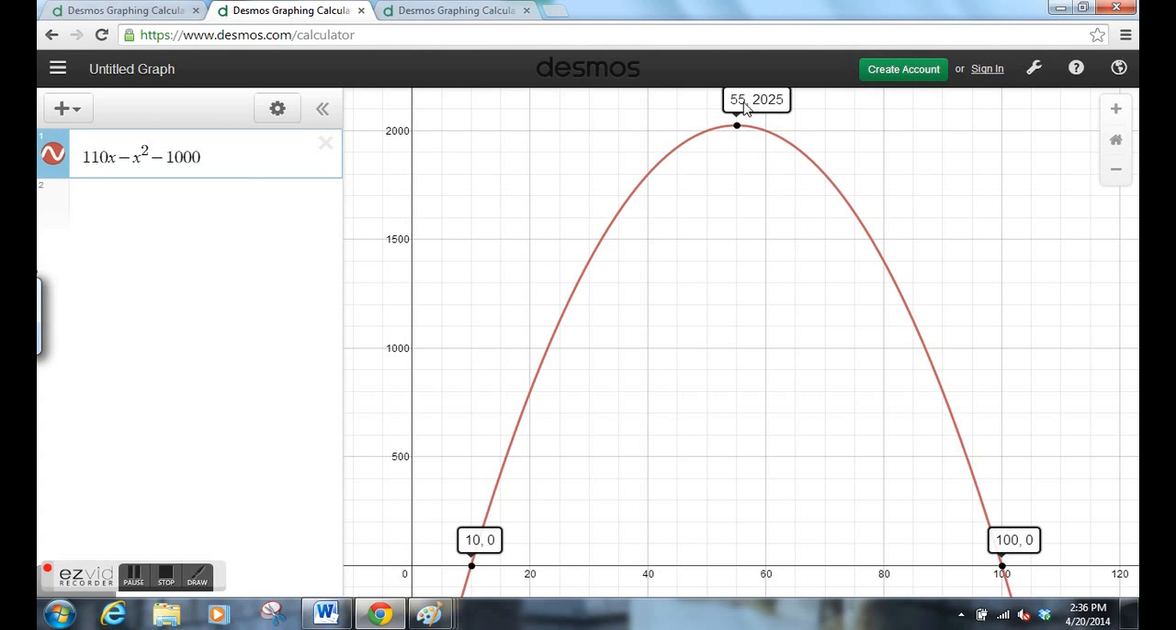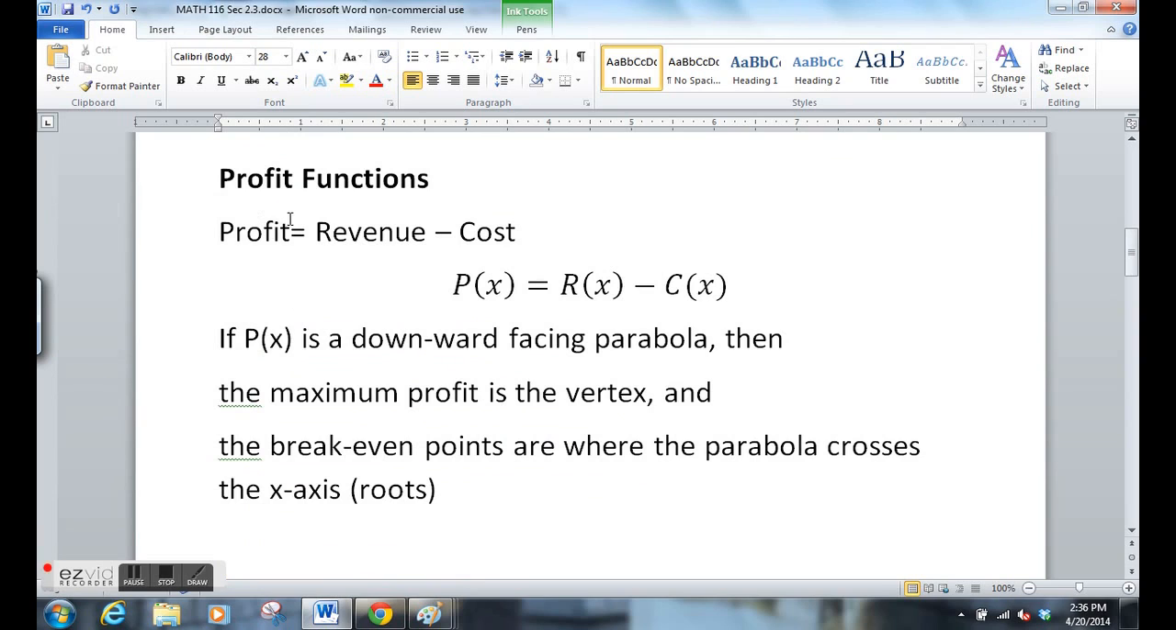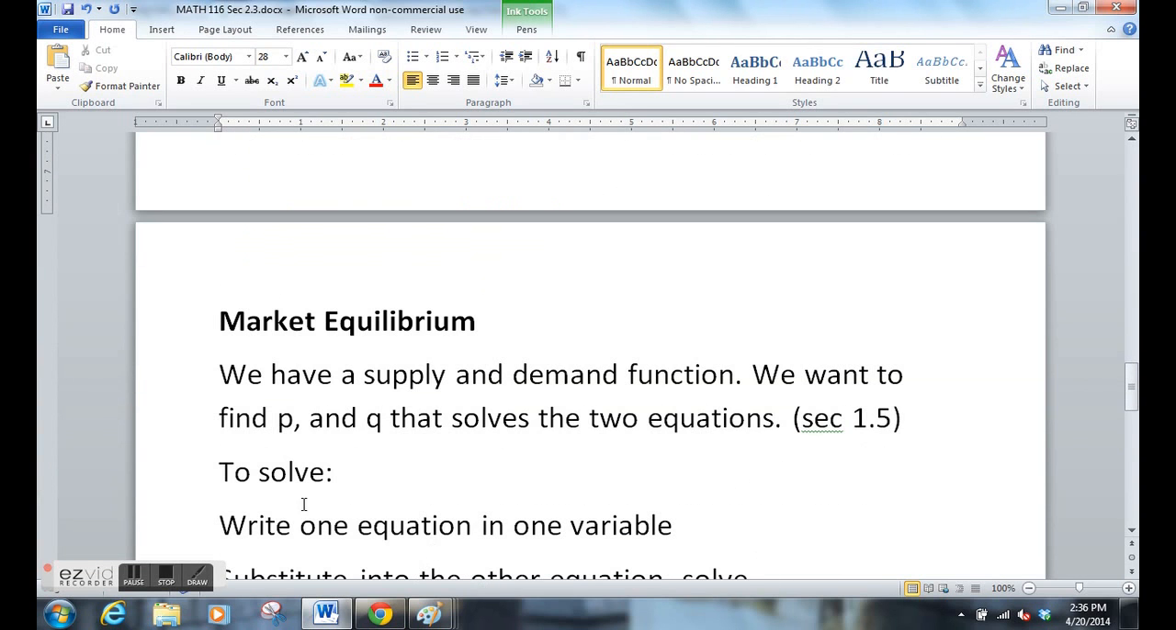And so that was 2 of the 3 things that are covered in this section. So that was what I meant with profit functions. It's a downward-facing parabola. The break-even points are where it crosses the x-axis. The final thing in this section is market equilibrium. So if we have a supply and demand function, we might want to find P, the price, and Q, which is the number of items you're selling, that solves the 2 equations.